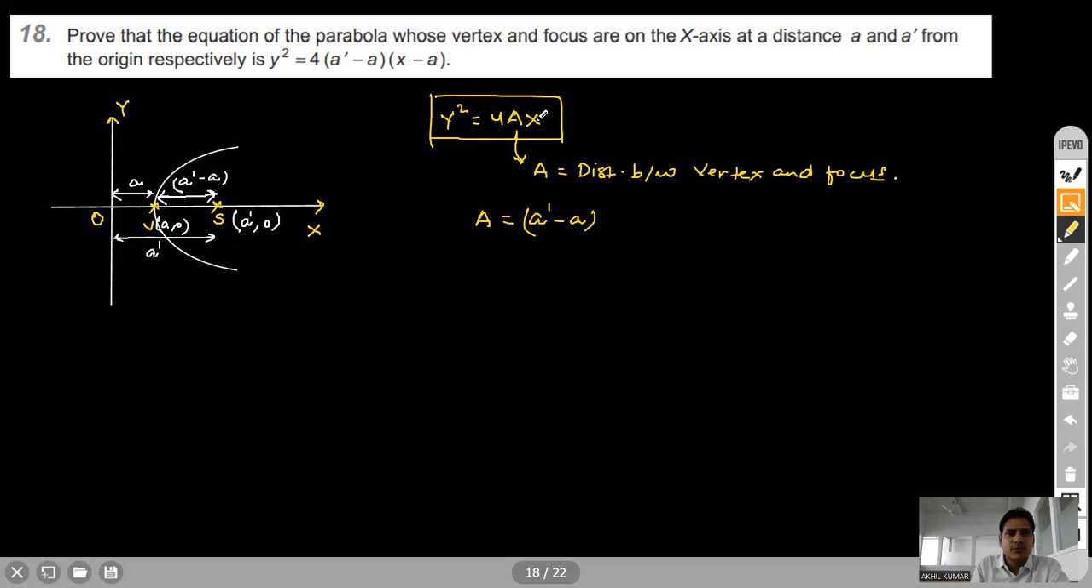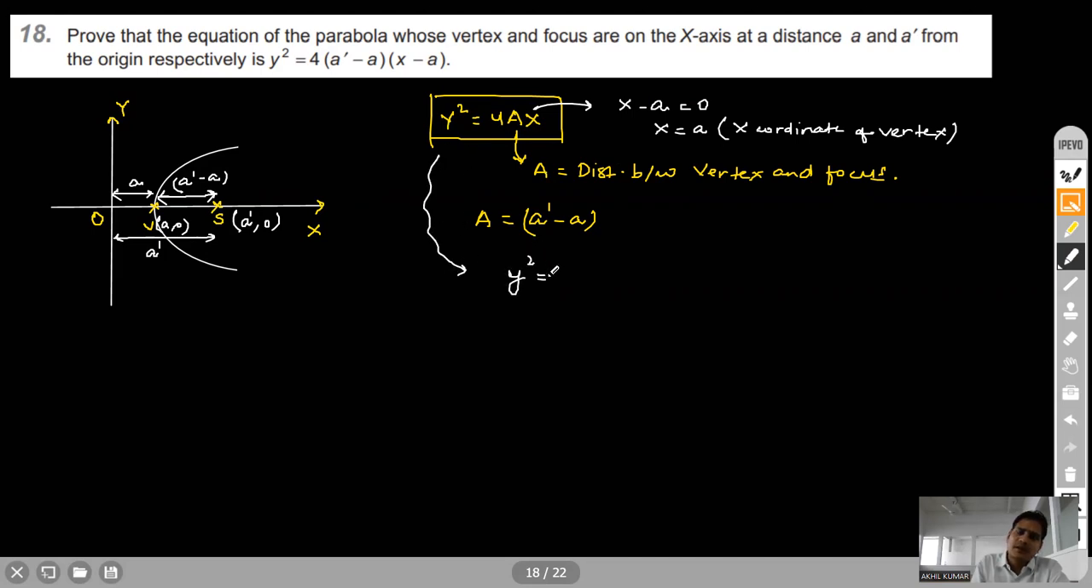And what is the vertex here? Vertex for this parabola is A. Coordinate of vertex is A comma 0. So this x will be replaced by x minus A. This x minus A is equal to 0, means x is equal to A. That is the x coordinate of vertex, which is known to us, A comma 0. Okay, so in this equation, what we have to do? In this equation, y square will be as it is, 4 will be as it is, a will be replaced by this a dash minus a, and this x will be replaced by x minus a.